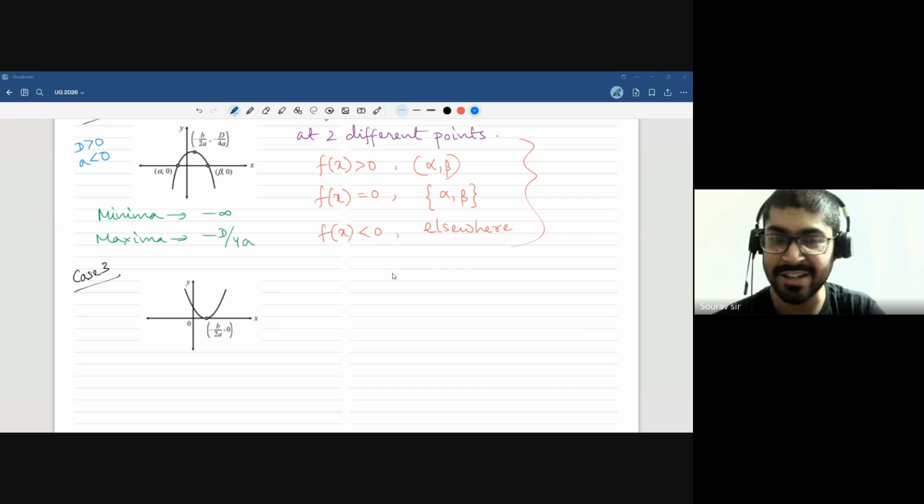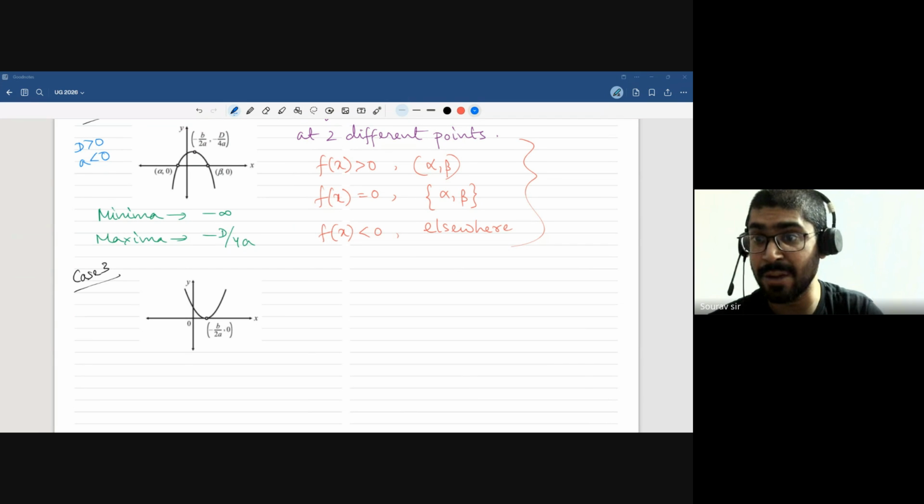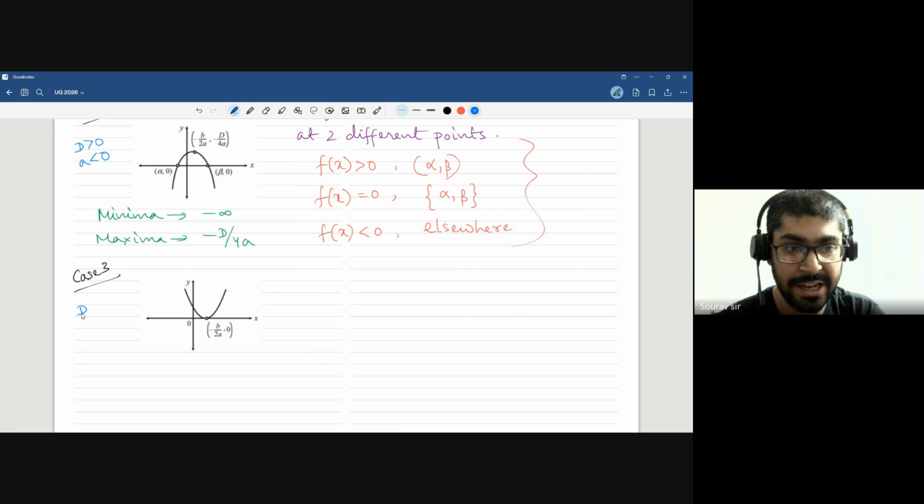How do you know A is greater than 0? Because the parabola is pointing upwards. Okay. Whenever the parabola points upwards, A is greater than 0. And vice versa. If A is greater than 0, the parabola must point upwards. So these two are related to each other. So that means D equal to 0 and A greater than 0.